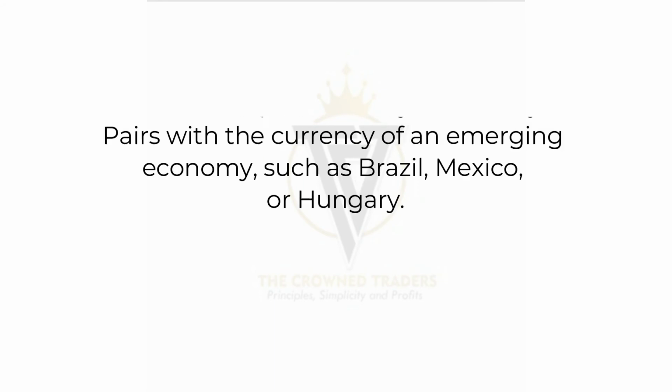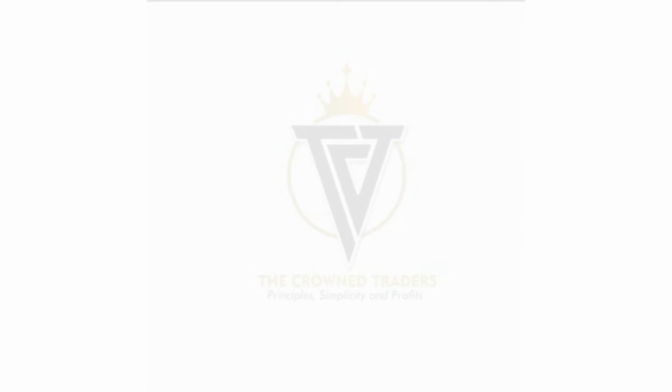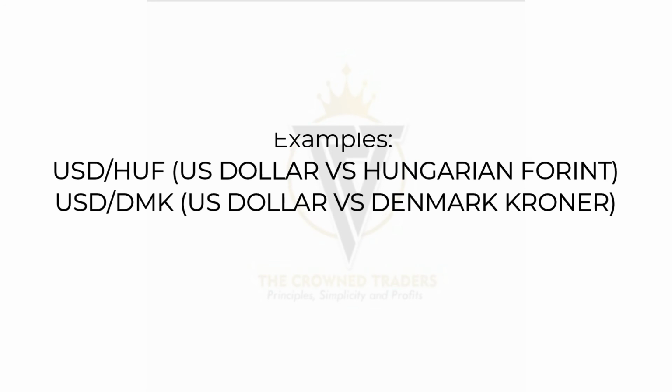Now, exotic pairs, on the other hand, which is the third type of currency pair, are made up of one major currency paired with a currency of an emerging economy such as Brazil, Mexico, Hungary, the likes of them. So an example is US dollar Hungarian forint, and then US dollar Danish krone. We can also have US dollar Mexican pesos, right? Those are the examples. And that's it for that.